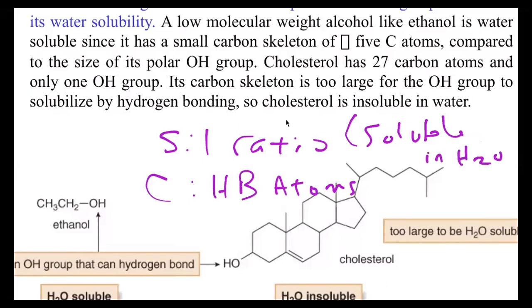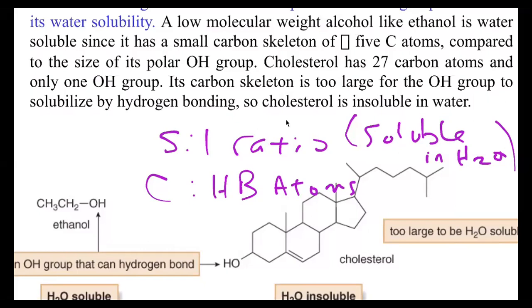In order to determine if something is soluble in water, you have to have this ratio. Based on my experience in teaching this, people always get this confused. What if it has four carbons and one hydrogen bond? That falls into the ratio. What if it has three carbons? It still falls into the ratio. If it has six carbons, then you're going to have to have another hydrogen bond in there. So from one to five carbons and one hydrogen bonding atom, it's soluble in water. From six to 10 carbon atoms, you need two hydrogen bonding atoms.